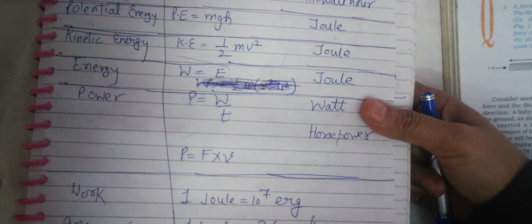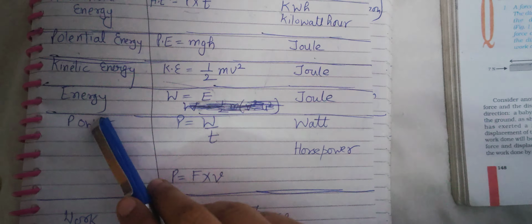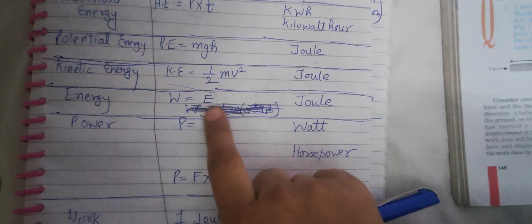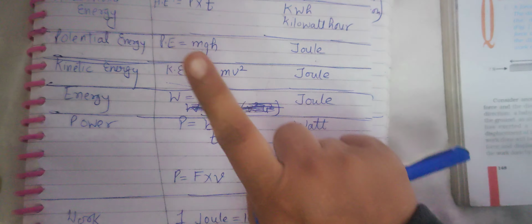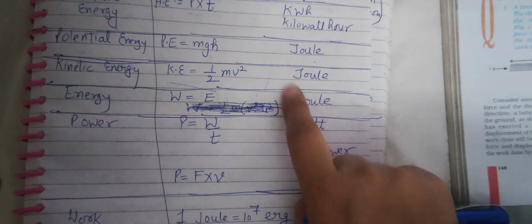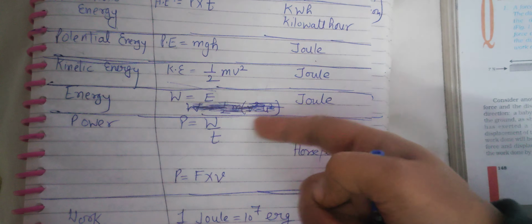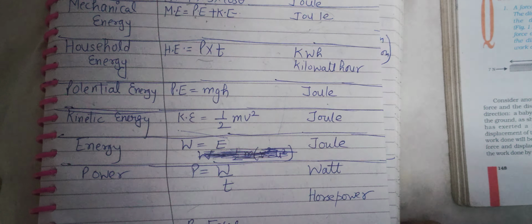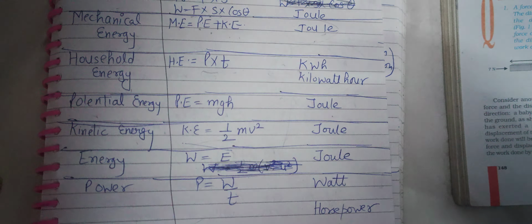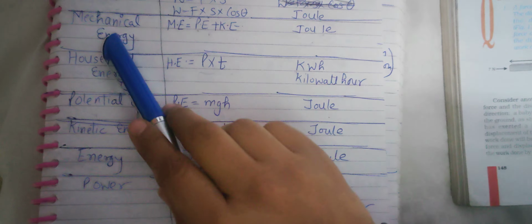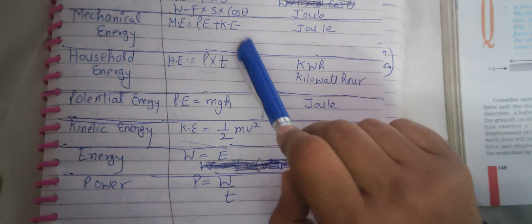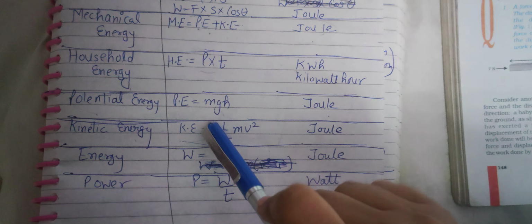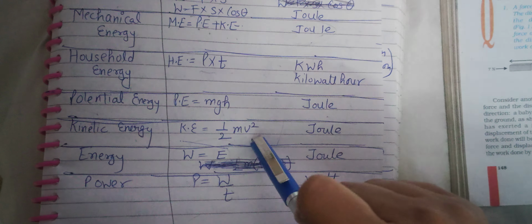Now we will come to the energy. When you think about energy, the normal formula is W is equal to E. If energy is asked, then you apply the formula of work, and since work and energy are the same, the SI unit is also the same. In your chapter only two types of energy and two formulas are given. Mechanical energy is what? Potential energy plus kinetic energy. Potential energy formula is mgh, kinetic energy formula is half mv square.